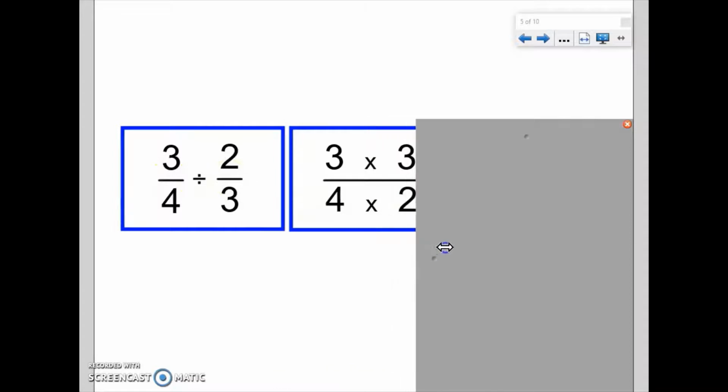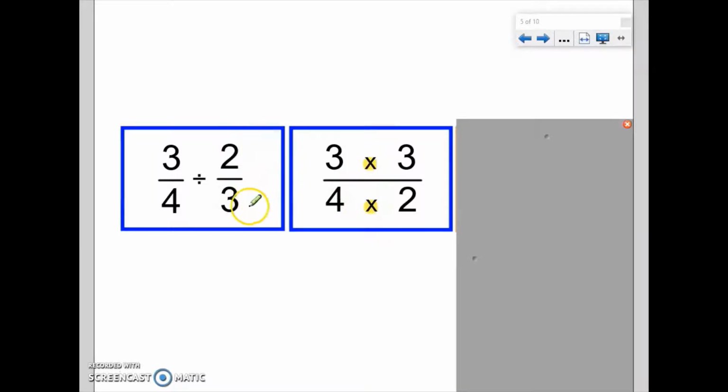You may have heard this method referred to as keep, change, flip. So I'm just going to manipulate my question to look like this. Keep, so the 3/4 remains the same. Change, so the division sign now becomes multiplication. And flip, so 2/3 has been flipped upside down to become 3/2. Mathematically speaking, I've found the reciprocal.